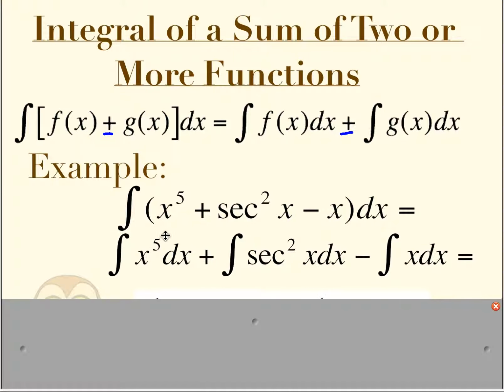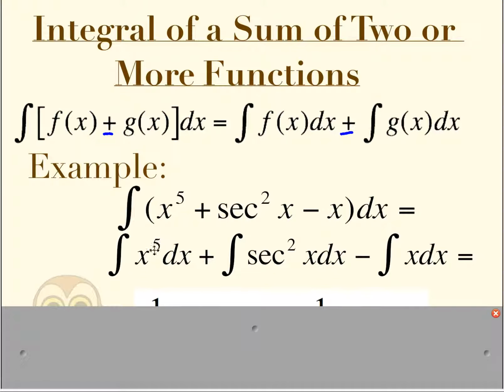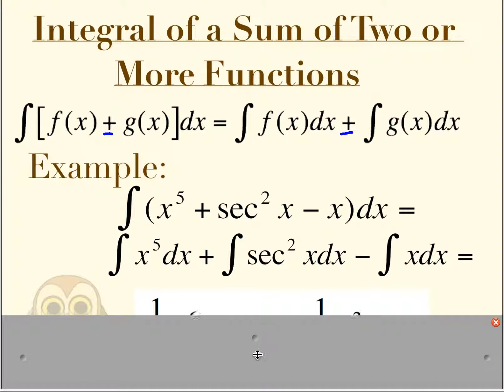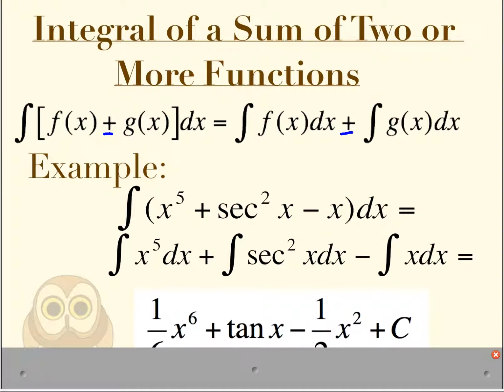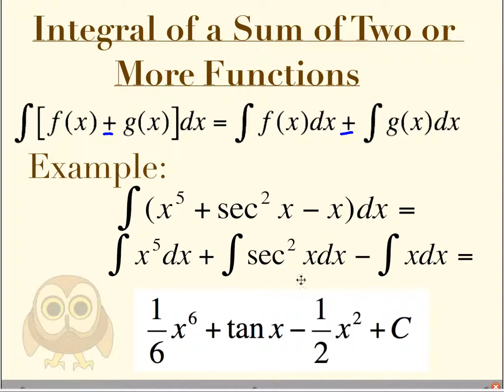So the antiderivative of x to the fifth, just knowing your power rule, the previous power was to the sixth, so multiply by 1/6. Secant squared is the derivative of what trig function? I should have said tangent, and then minus the antiderivative of x, that would just be 1/2 x squared. And then don't forget your plus c. So if you did each of these individually, you would have a plus c at the end of all of them, but when you're adding three constants together, it just creates one new constant.